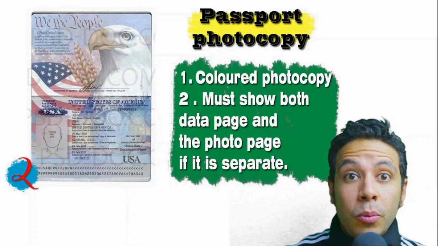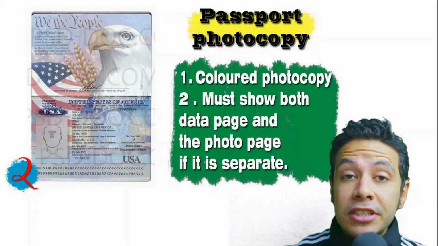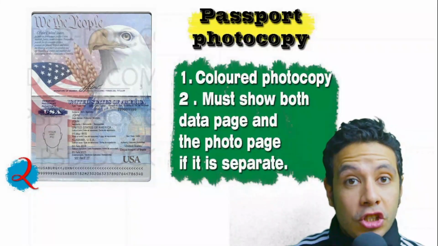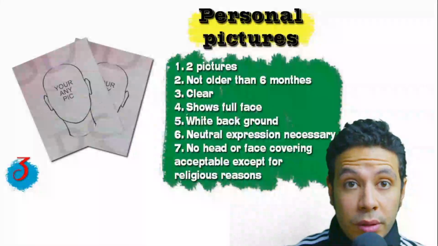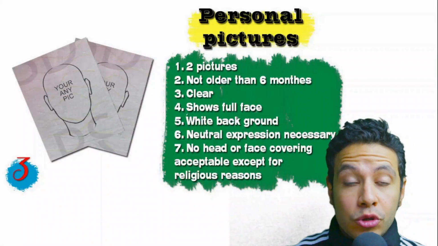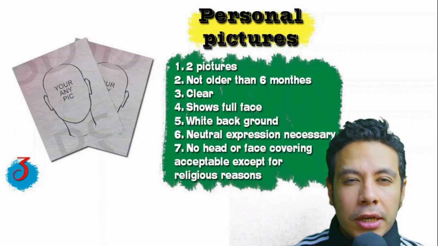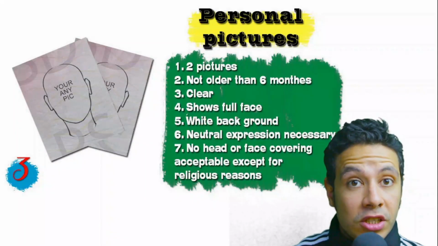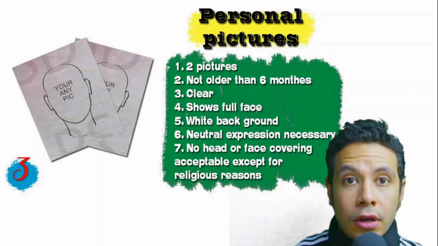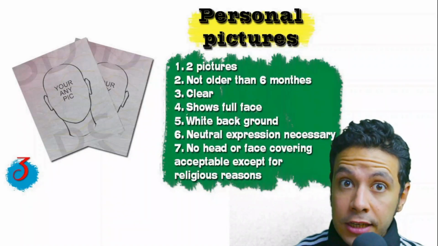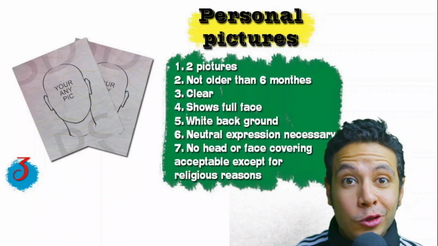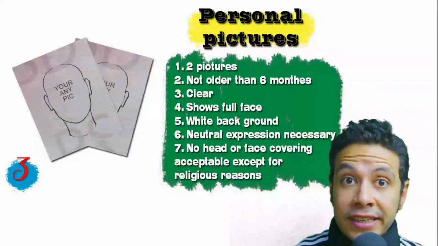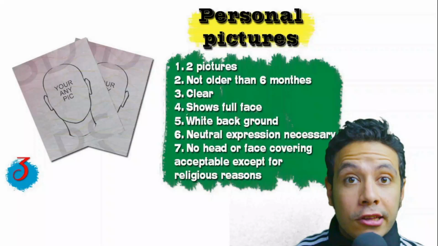In some cases, you might be required to photocopy every single page of your passport. But in general, only the data page and the photo page are needed. Speaking about personal pictures, you will need at least 2. Sometimes only 1 is needed, other times 3, but in general, there are only 2. They must be new, not older than 6 months. They should be clear and show your full face, preferably with a white background, and you should give a normal and neutral expression. No head or face covering is acceptable except for religious reasons.